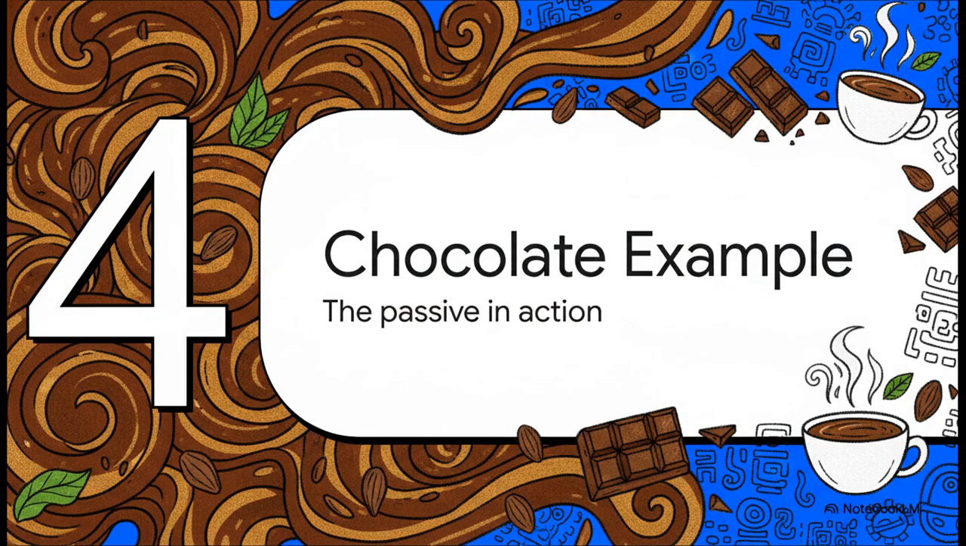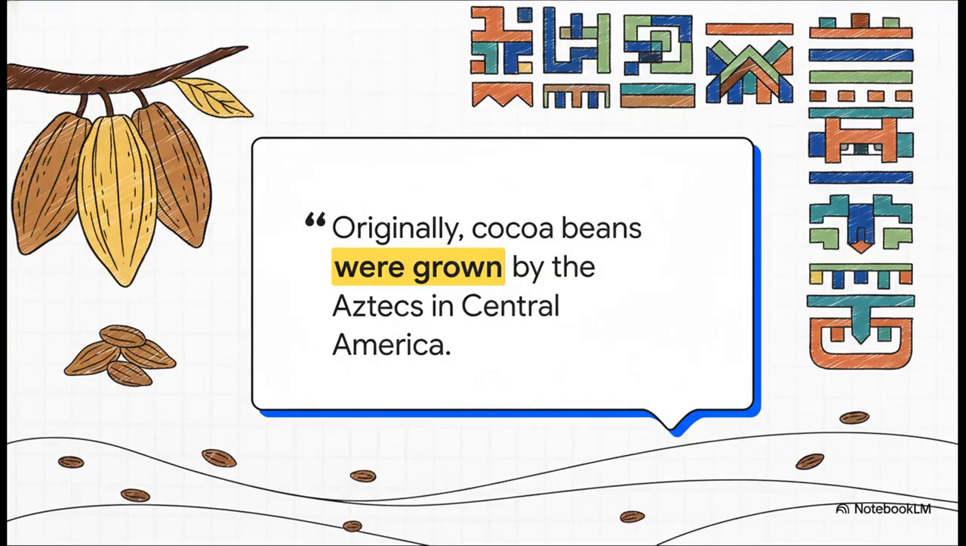All right, enough with the abstract rules and formulas. Let's see how this all comes together in a real piece of writing. And just to make things a little more interesting, we're going to look at the history of chocolate. Bam! Right away, first sentence. Cocoa beans were grown. So why is this passive?